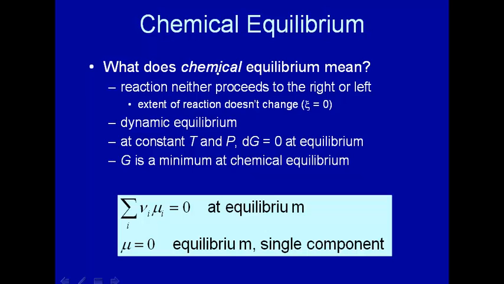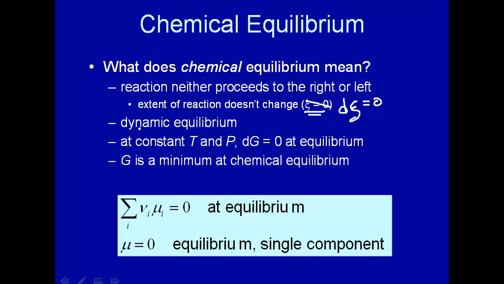What does chemical equilibrium mean? From introductory chemistry, you sort of know that the reaction proceeds neither to the left nor the right, net. And the extent of the reaction doesn't change. So sorry, this should be dξ equal to 0, where the Greek letter ξ is the extent of the reaction. We'll get into that in just a second.